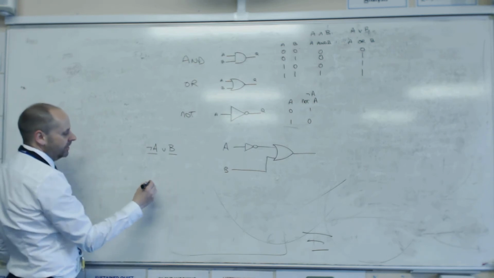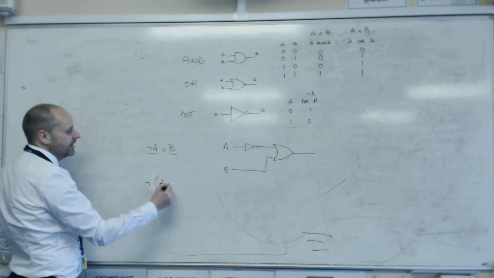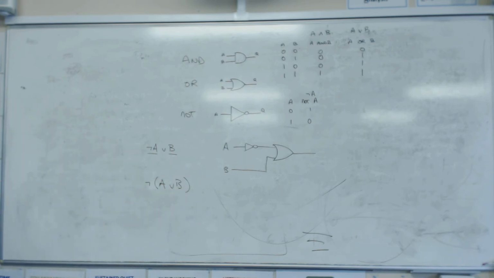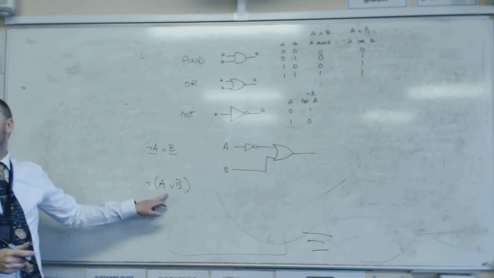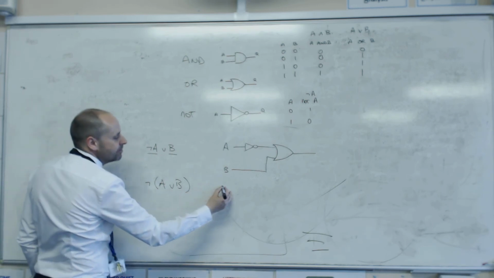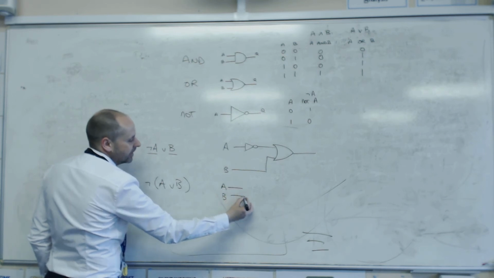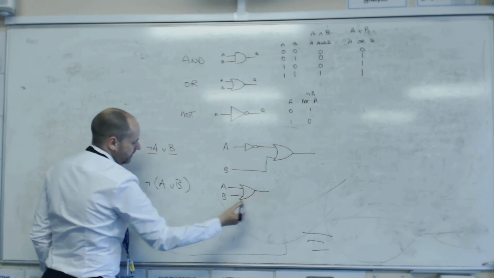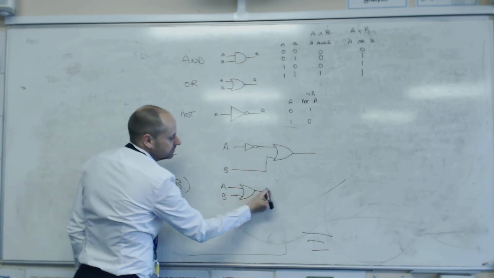But I could have written it like this. I could have said NOT (A OR B). Looks very similar, but what do brackets mean in maths? Yeah, do that first. So what I'm saying here is do OR first. So I'm going to do A and B, and I'm going to OR them together. And then the output, I've got to do what's in it? NOT A.